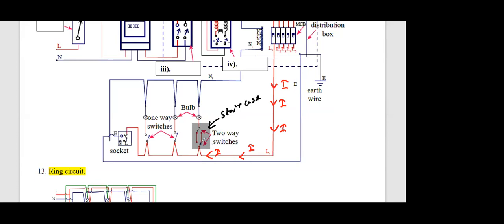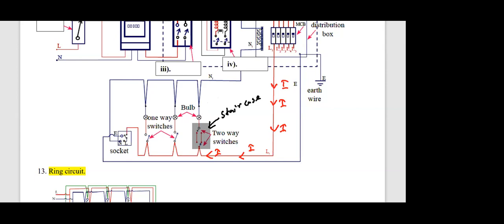You can switch on from one end and switch off from the other end, or if you are coming from the top, you can switch on, and from the lower end you can switch off the lamps. Otherwise you would have to go back to switch it off. So this is a one-way switch. There are two types: one-way and two-way.